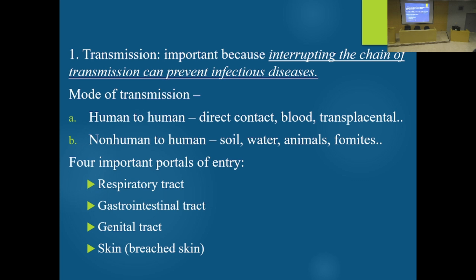Okay. And what are the different modes of transmission? Human to human. Okay. That could be through direct contact, blood, or from mother to the baby, or non-human to human. It could be from vectors, fomites. Okay. And what are the different portals of entry? Could be respiratory, gastrointestinal, through abraded skin. Okay. The normal skin is always protective, but if there are any cuts or wounds in the skin, that could be a route for entry of microbes, and through the genital tract.